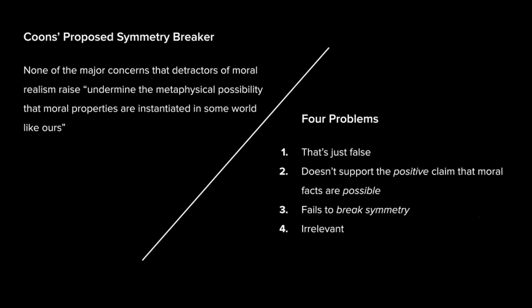For Coons, however, the most important consideration in favor of his possibility premise is what I'm calling his second pass at breaking symmetry. This attempt at breaking symmetry just notes that none of the major concerns that detractors of moral realism raise, or at least none of the concerns that Coons surveys, undermine the metaphysical possibility that moral properties are instantiated in some world like ours. And again, remember that world like ours just means a world that's non-morally identical to ours, or non-morally indiscernible to ours. Coons surveys several concerns that moral skeptics and error theorists raise concerning the existence of, as well as our epistemic access to, moral facts.